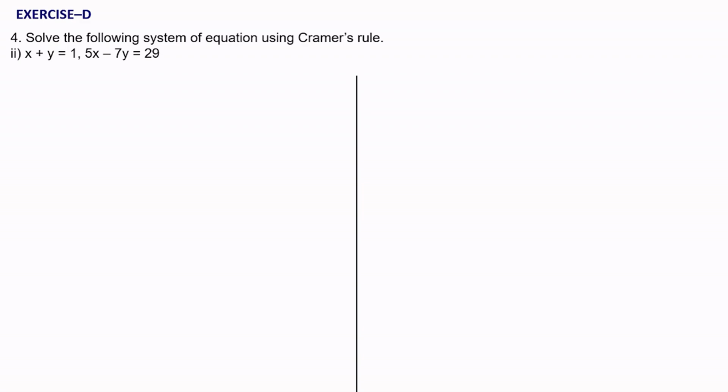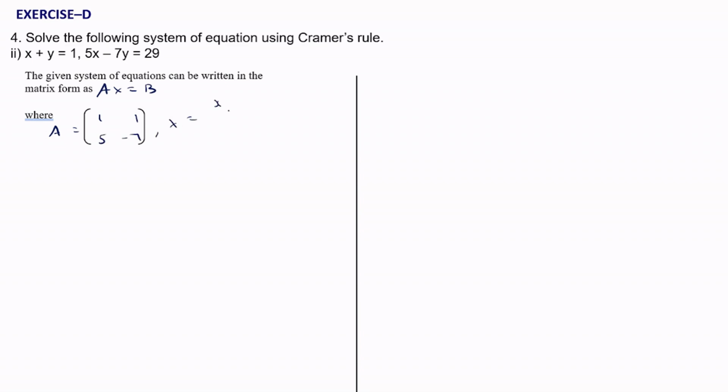Next question, x plus y equal to 1, 5x minus 7y equal to 29. So the given system of equations can be written in the matrix form as Ax equal to B, where A equal to 1, 1, 5, minus 7, X is x, y, and B is 1, 29.